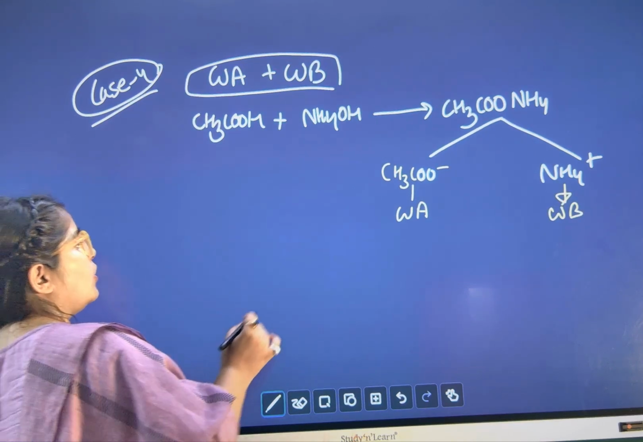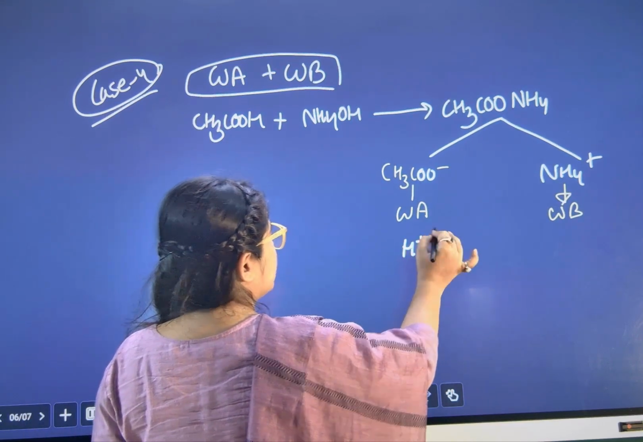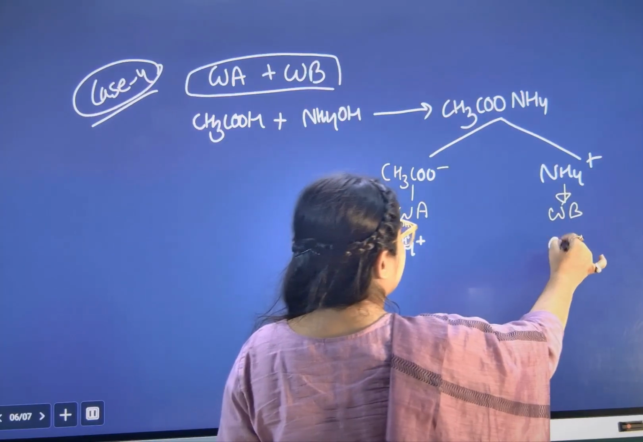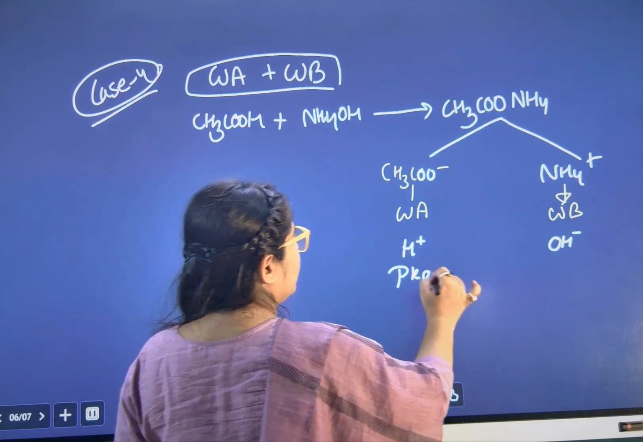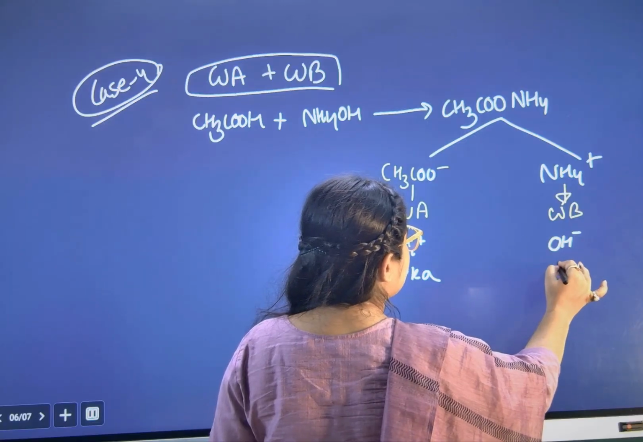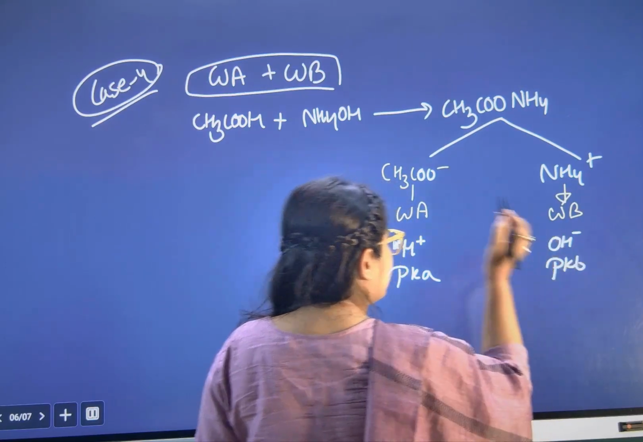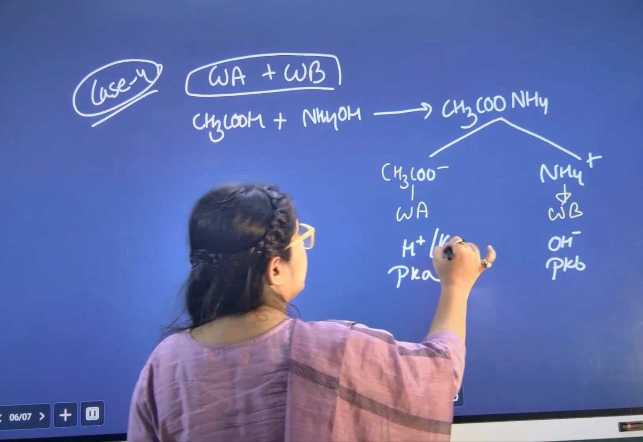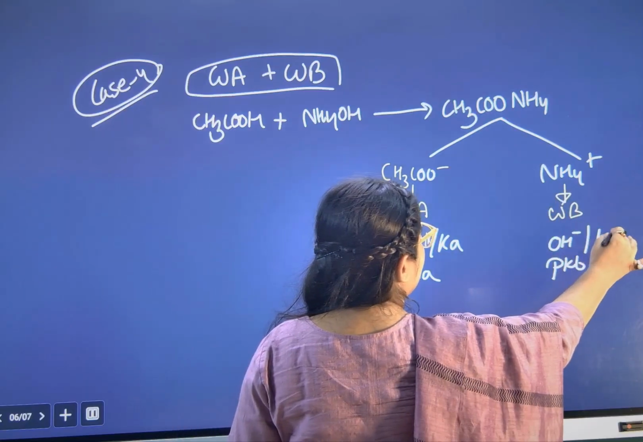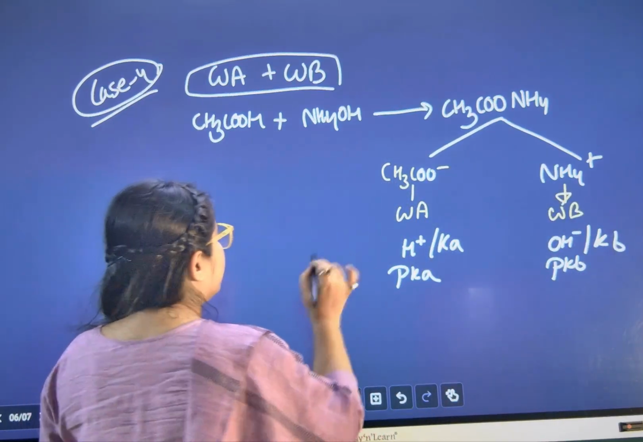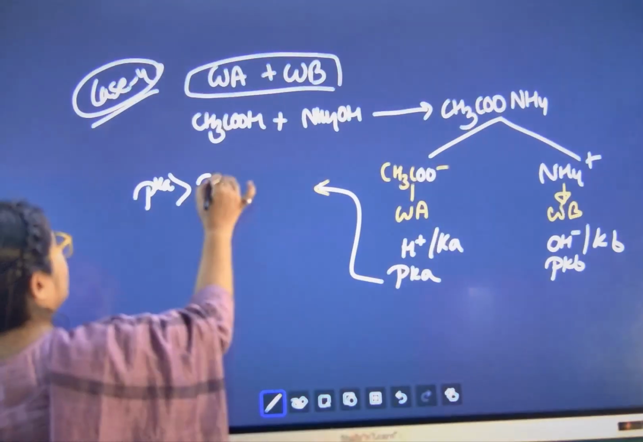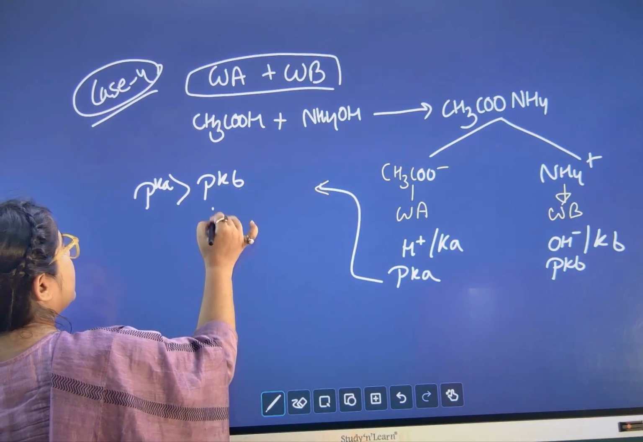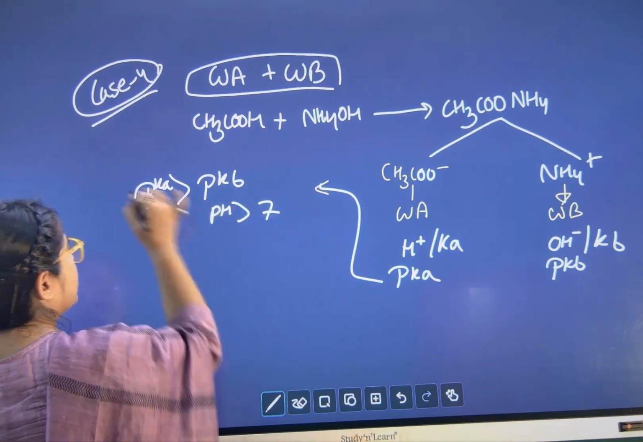From weak acid I will get H plus ion. From here we will get our OH minus ion. Here Ka is given, so we will calculate pKa. Here Kb will be given, so we will calculate pKb. For weak acid we calculate Ka and for weak base we calculate Kb, right? So here I am writing the three cases. If pKa is more than pKb, then I will say pH more than 7, case 1.